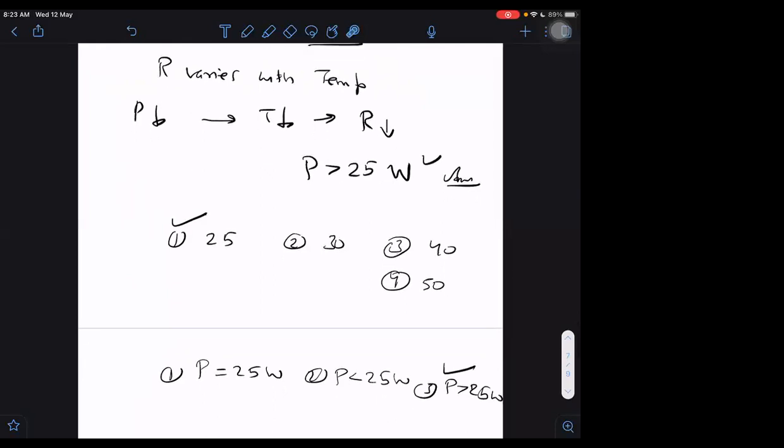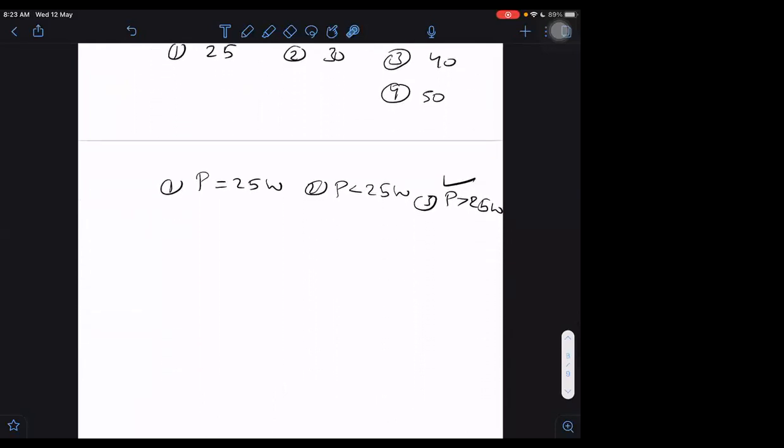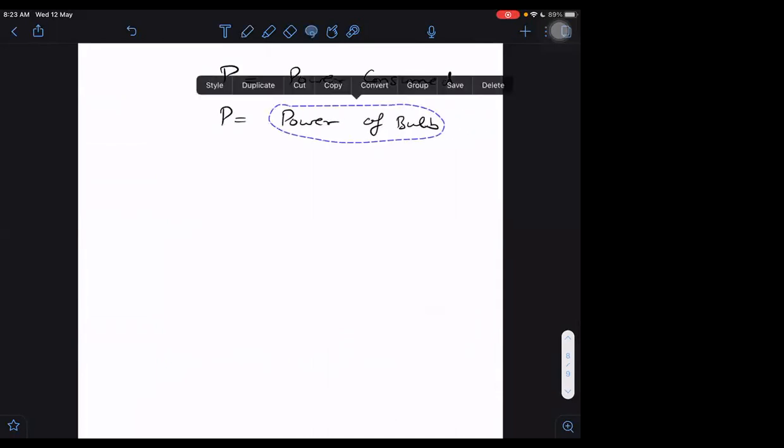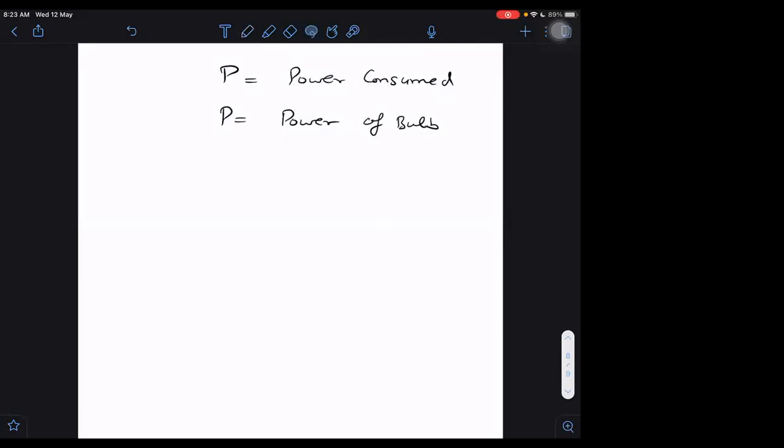Is that clear? Right. Next. There are two powers: one is power consumed, which they also say is power dissipated. Power consumed and power dissipated are the same thing. Another is the power of the bulb. What we call the power of the bulb, the name for it which we buy in the market, is, say, a 100-watt bulb or a 200-watt bulb. That power is called the rated power.